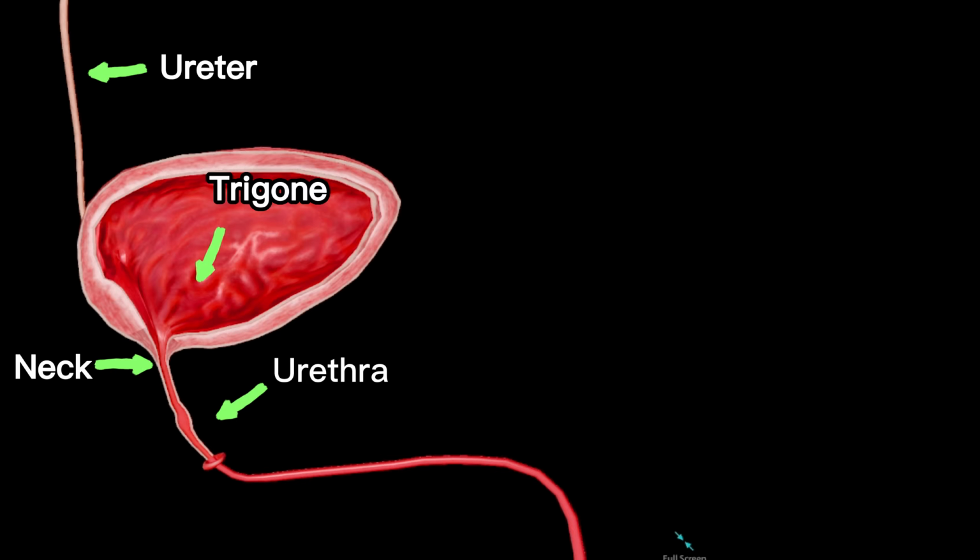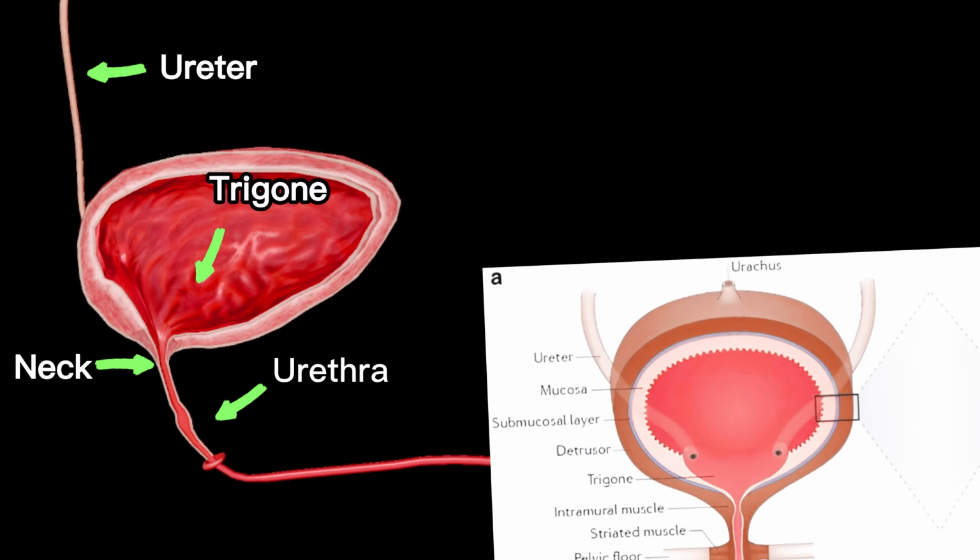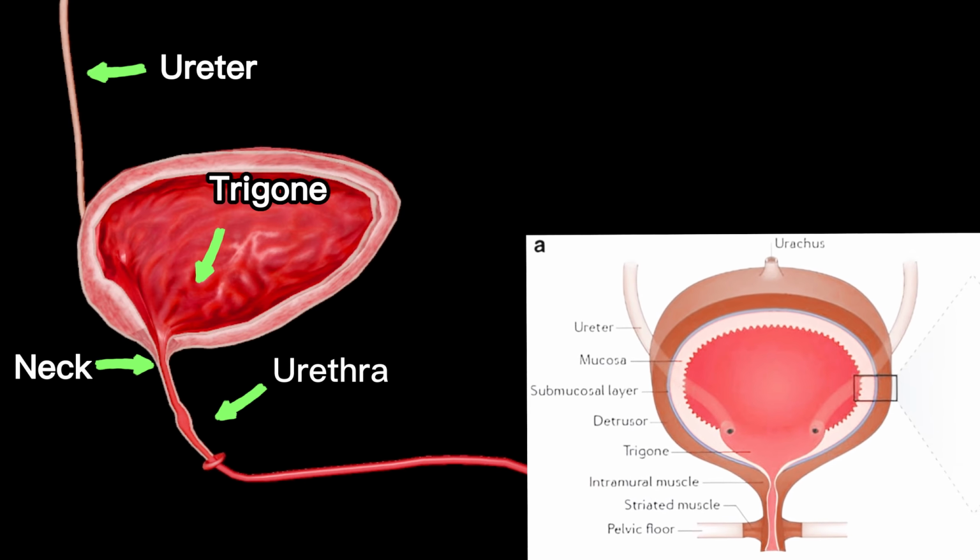The urinary bladder is a muscular organ that is part of the urinary system. It is located in the pelvic cavity and serves as a temporary storage reservoir for urine. The anatomy of the urinary bladder includes trigone, neck and urethra.